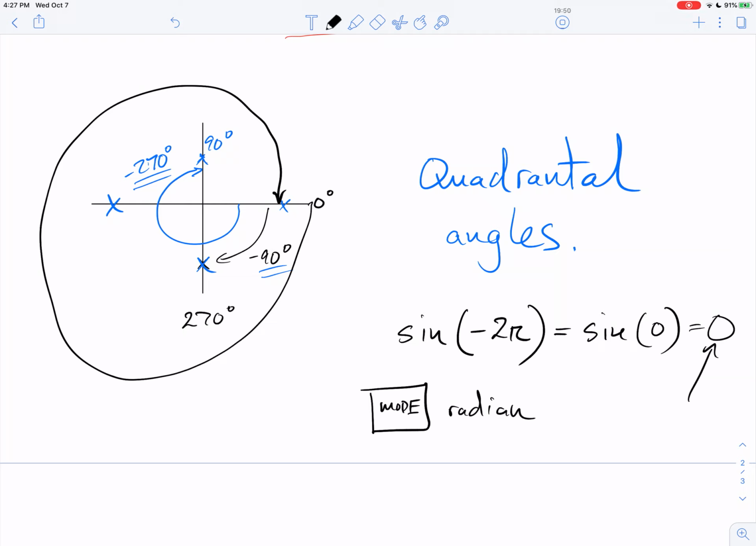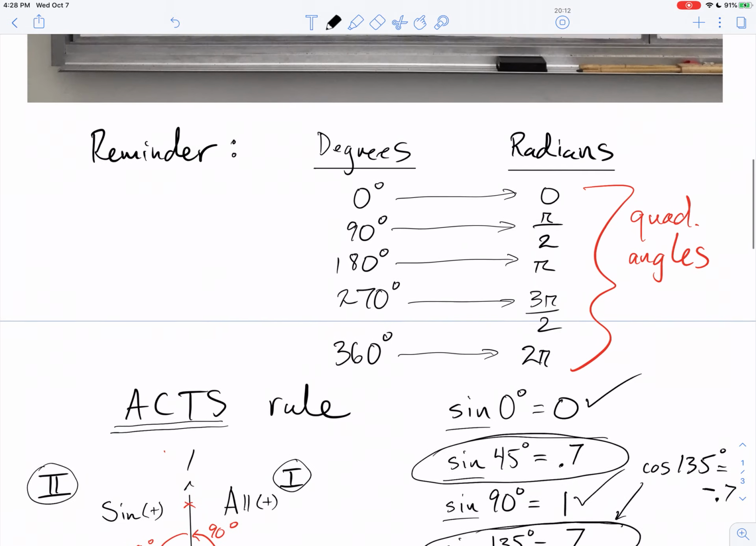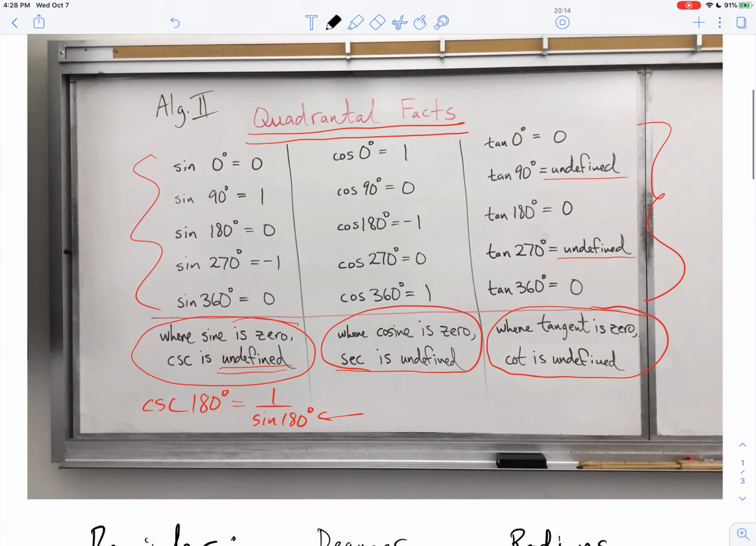All right, so just to recap quickly. If you're a multiple of 90 degrees, you land on one of the axes points, it's a quadrantal angle. Your calculator knows all the quadrantal angles. It also knows when to tell you it's undefined, but it has a funny way of saying it. That's why the chart is helpful.